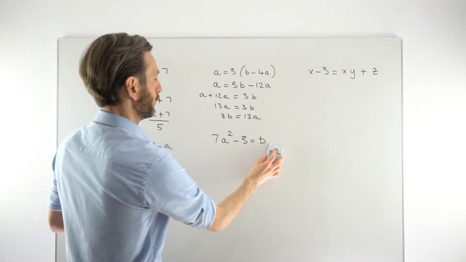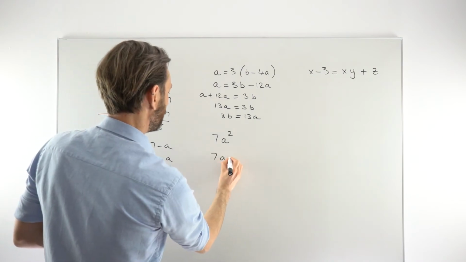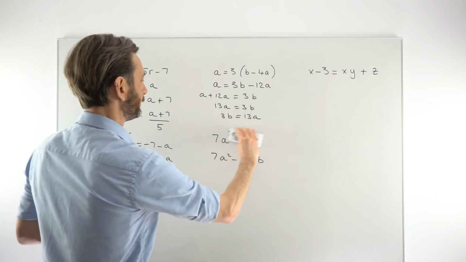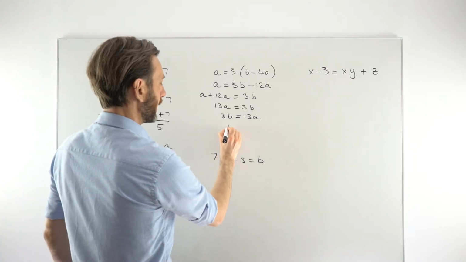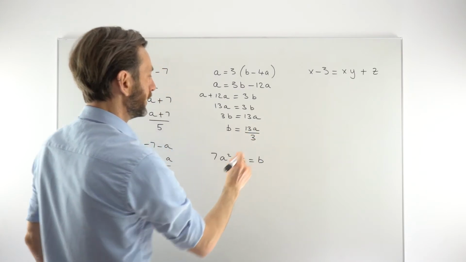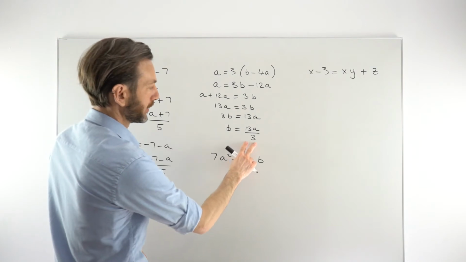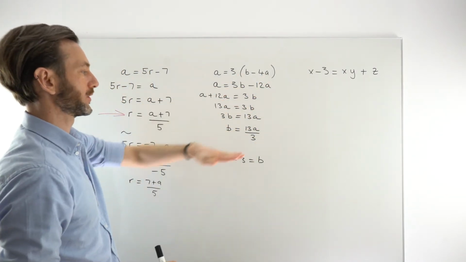I'm actually just going to move this example. So 7A squared minus 3 equals B, I think it was. Then just dividing both sides by 3 and we get B equals 13A over 3. There's no way really to predict how these are going to come out. I mean, that final answer looks nothing like where you started. You've just got to work through and trust the algebra.